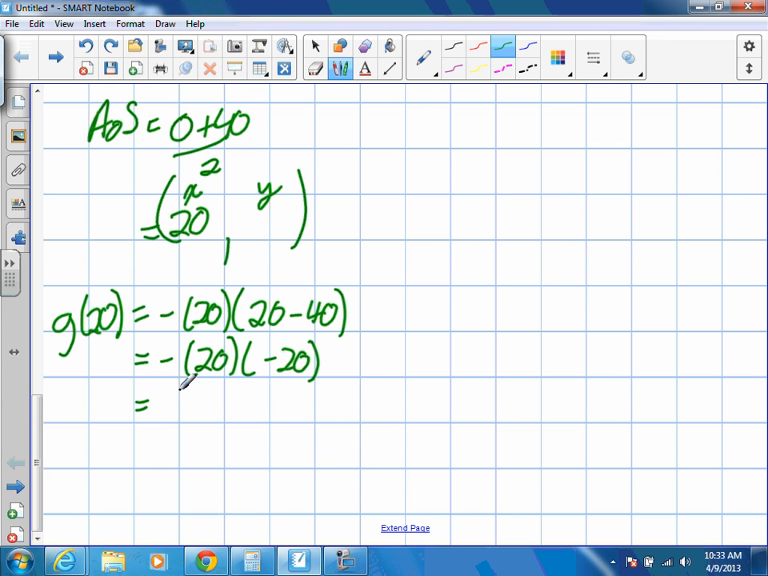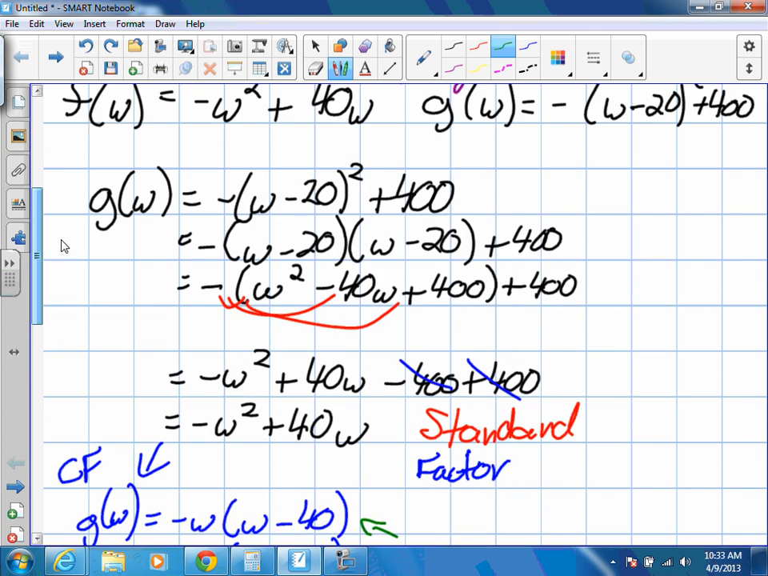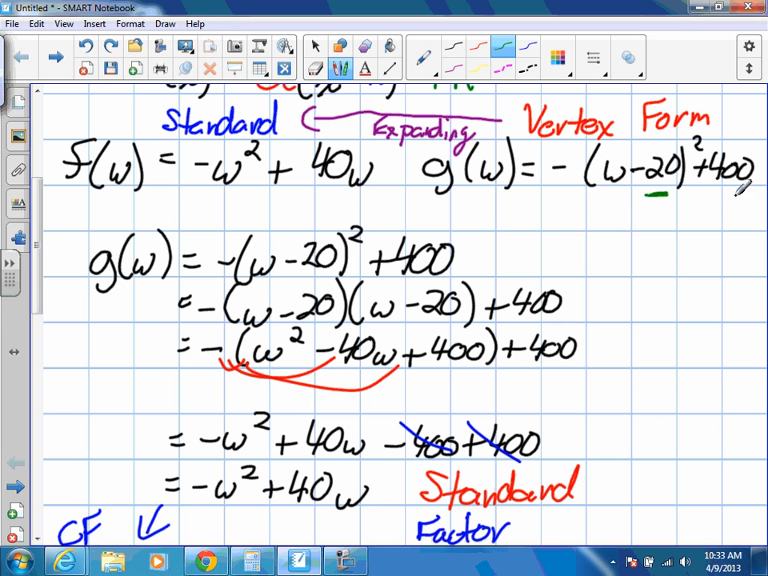Positive 400. So in other words, our vertex is (20, 400). Let's quickly jump up to our vertex form. Does that make sense? That's exactly what our vertex is. But let's say we had vertex form and we didn't have the standard form. We wanted to find the x-intercepts. We already know the vertex. That's very simple. We could still use vertex form to find x-intercepts.